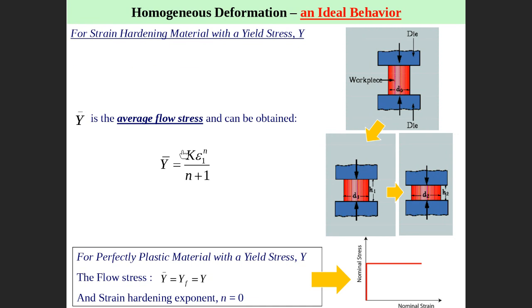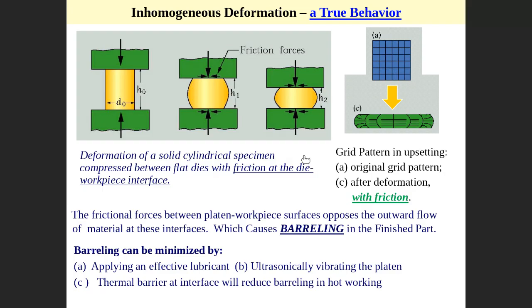The Y bar flow, this is the average flow stress, can be obtained as K epsilon^n divided by n plus 1. This is the Y bar flow, exactly. This is the ideal behavior case. However, they said actually it is not like this. There are some differences. What is the difference?